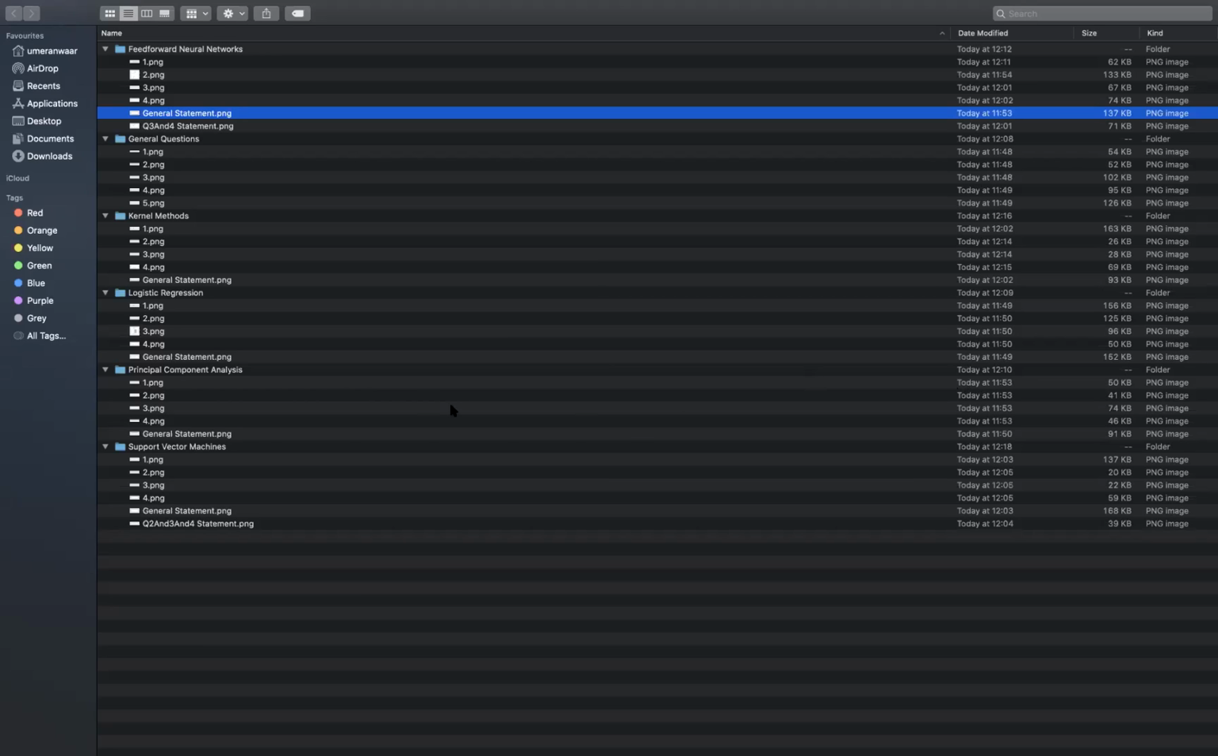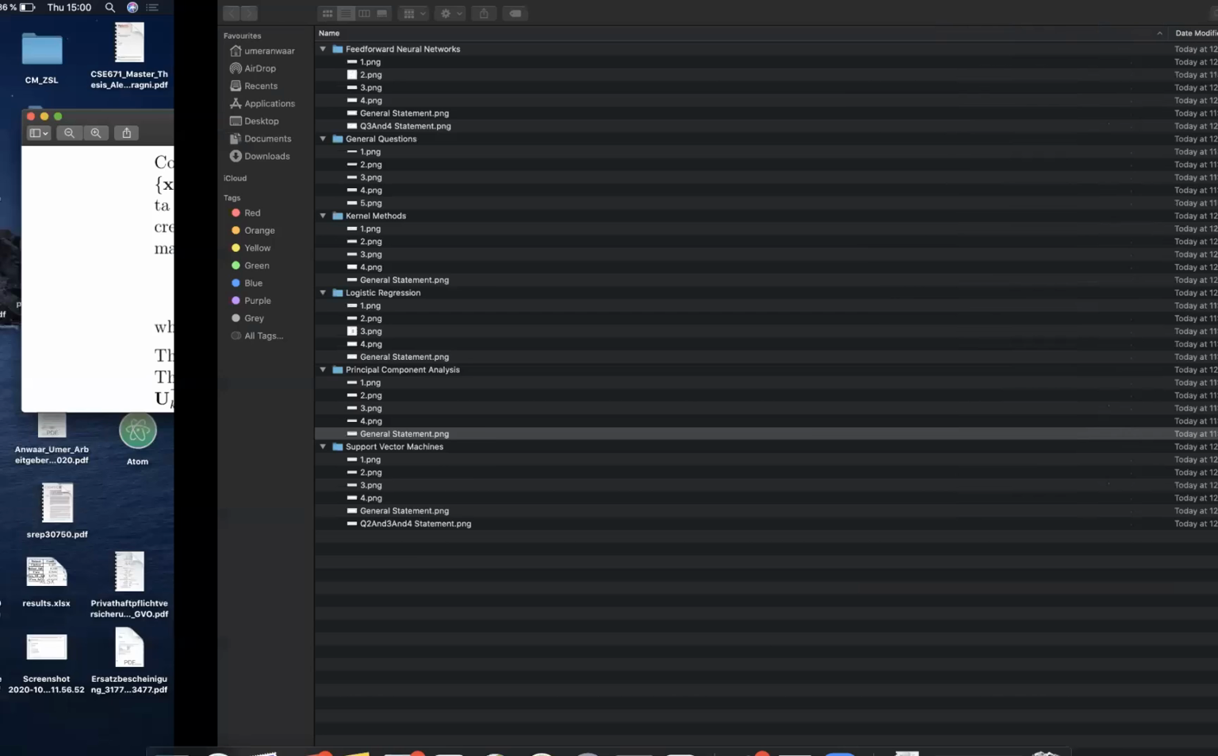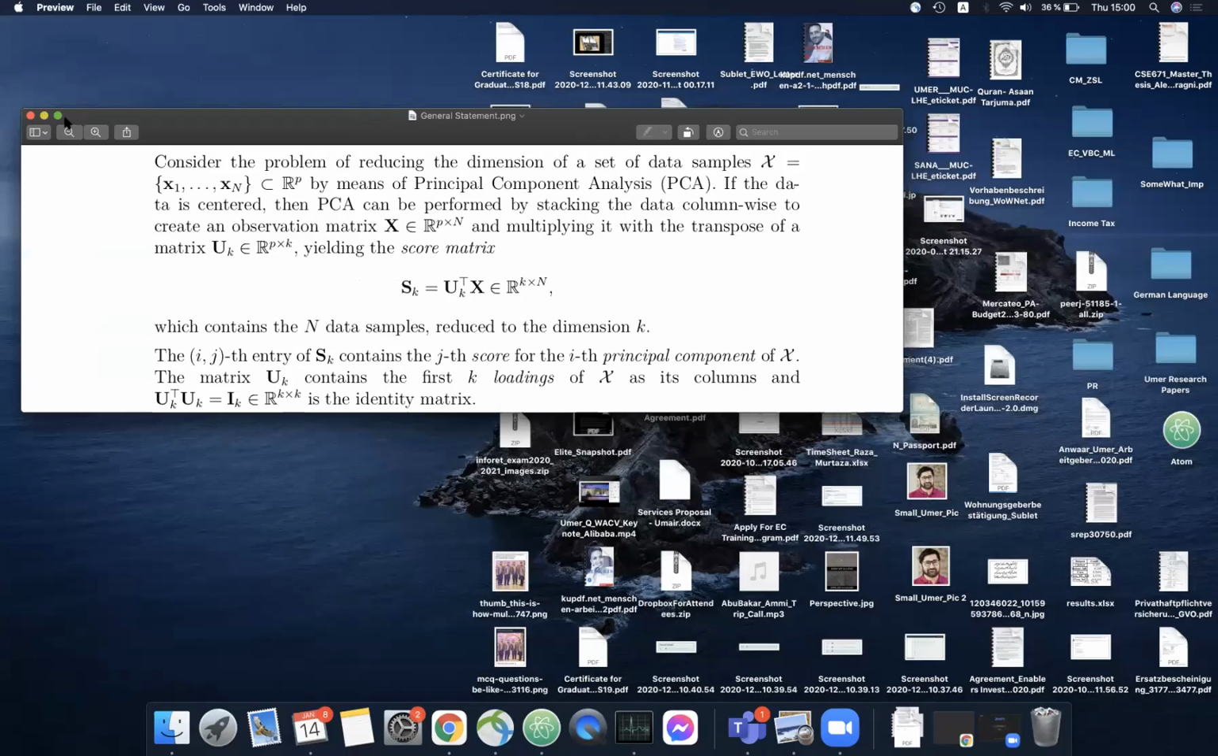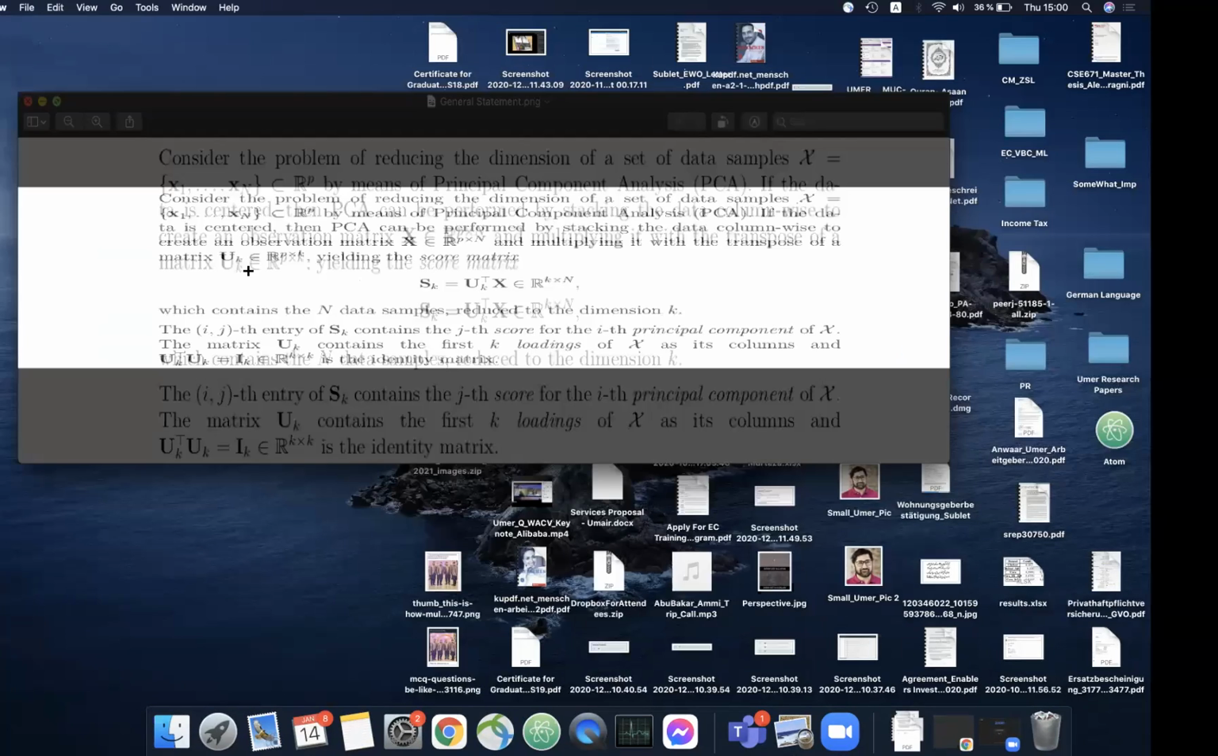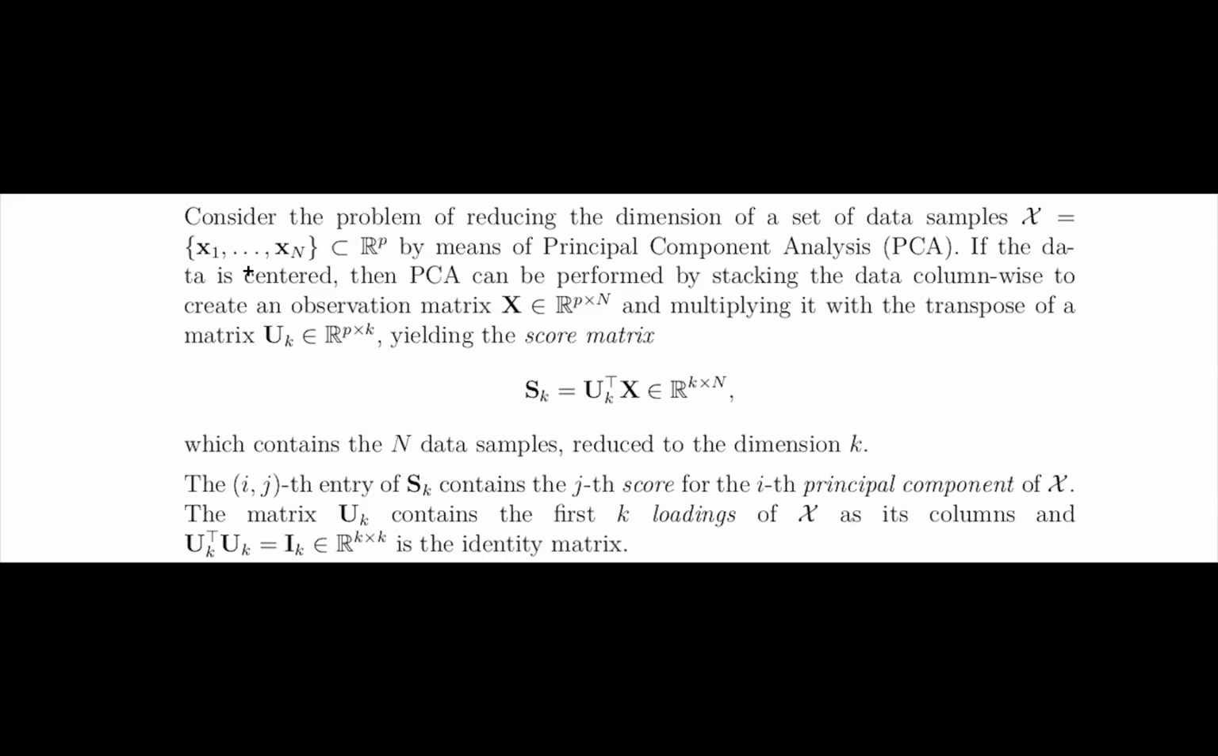Okay, so that's why we are including these general statements, so that everybody understands the context and the notation. There's no confusion. That's why we very precisely define the notation. As you can see, this is the notation for the principal component analysis, and everything is defined here.